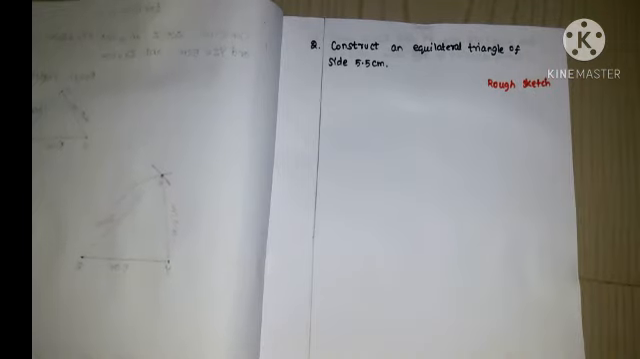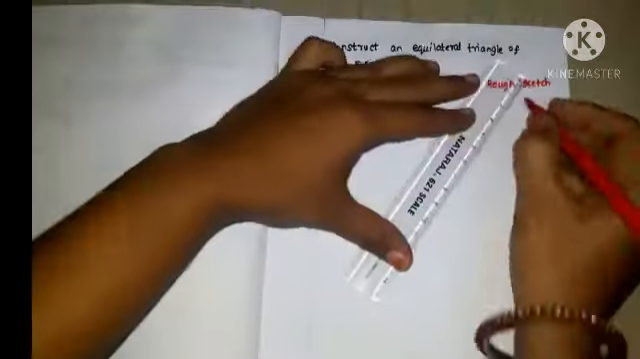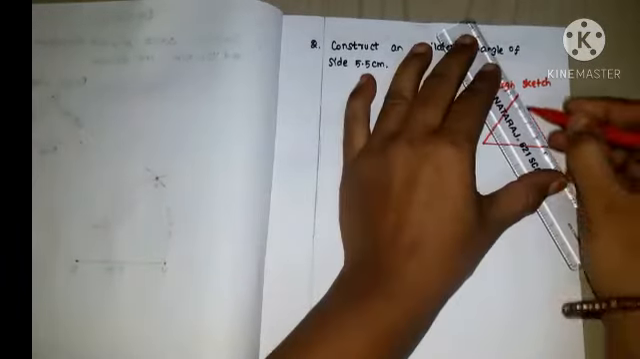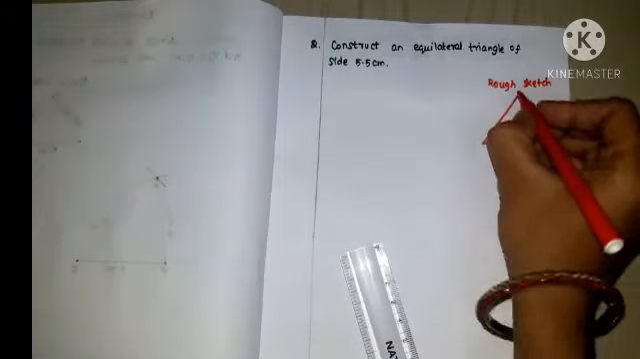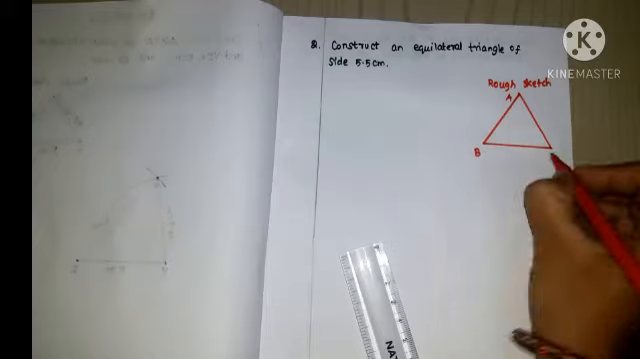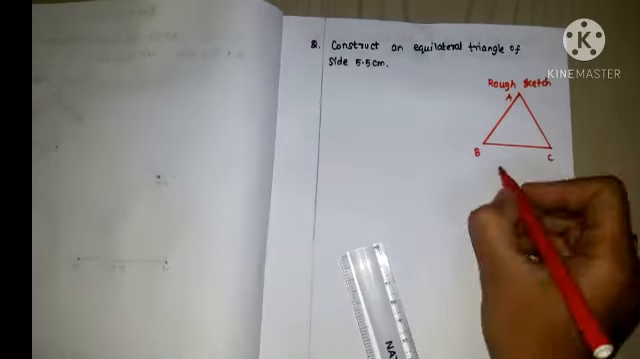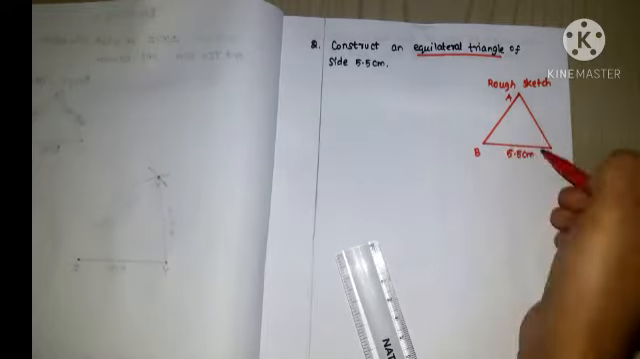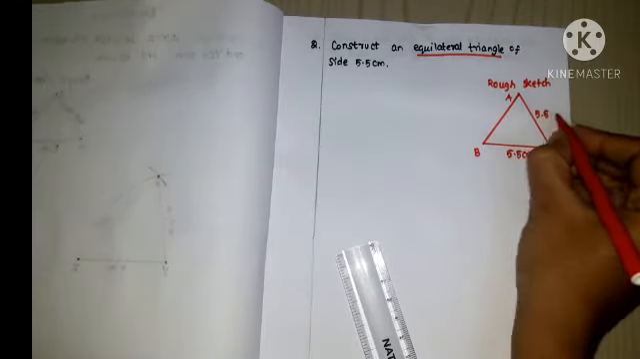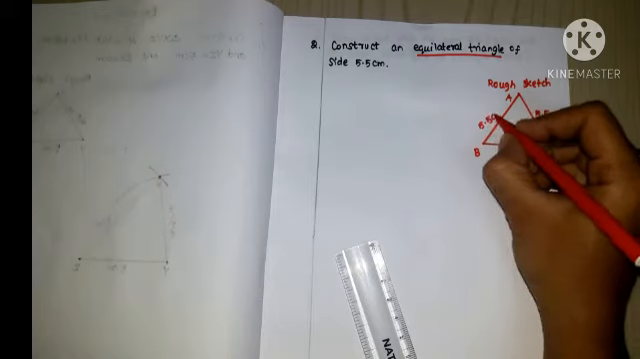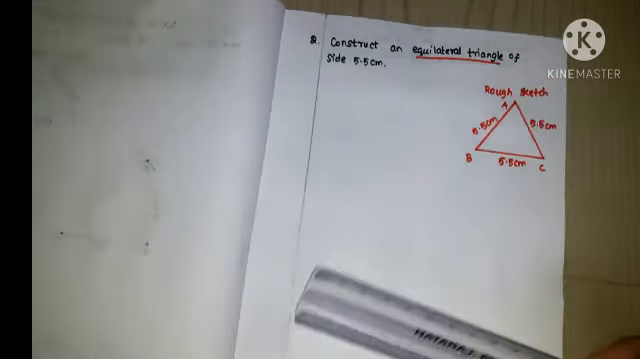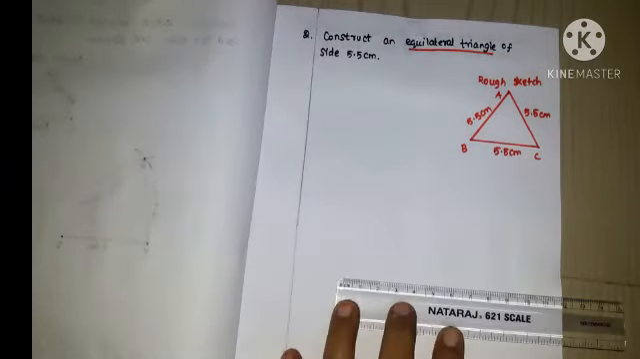Start with the rough sketch. You can draw any type of triangle. Simply I just draw one triangle and mark. Here they didn't give any name for that triangle, so I just name it ABC. And the side they gave is 5.5 centimeter. It is an equilateral triangle, so I have to enter all three sides as 5.5 centimeter. Okay, now I move on to the picture. Take the ruler with 5.5 centimeter.